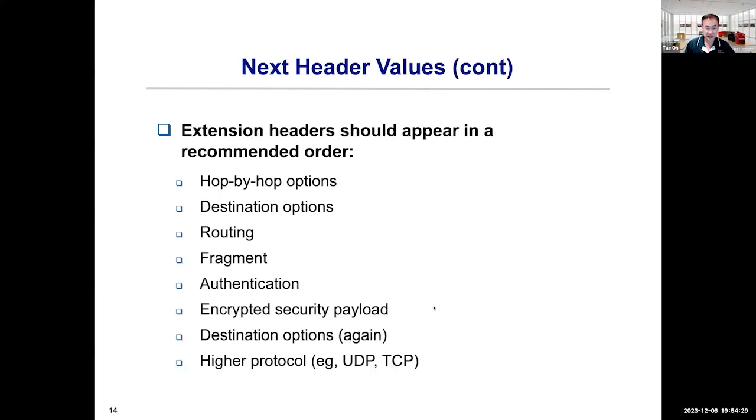The recommended order is that next headers typically appear in this order: hop-by-hop option first, then destination option, routing, fragment, and authentication. The higher-layer protocol is last, because that indicates which upper-layer protocol is being used, whether it's UDP or TCP.